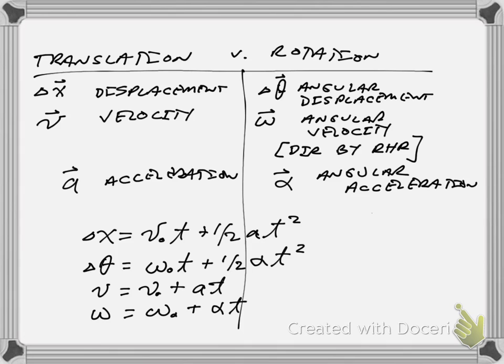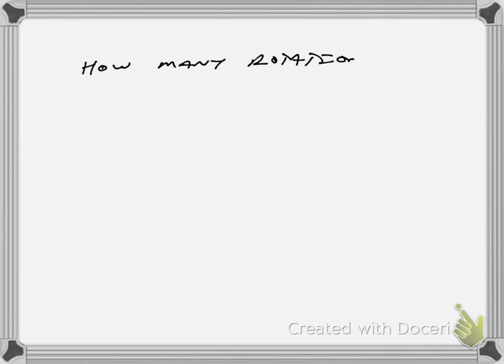And similarly, where velocity is the initial velocity plus the acceleration times time, the angular velocity will be the initial angular velocity plus the angular acceleration times time. So let's see how this applies to an example problem.